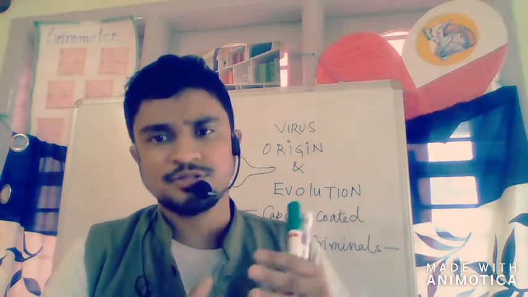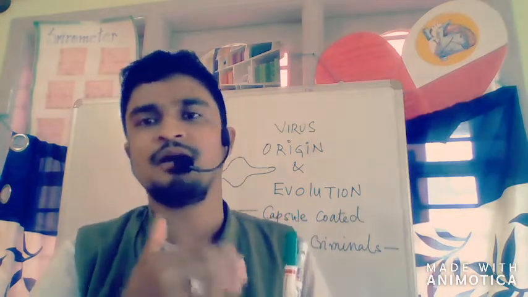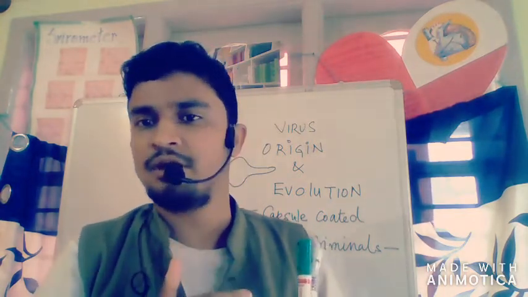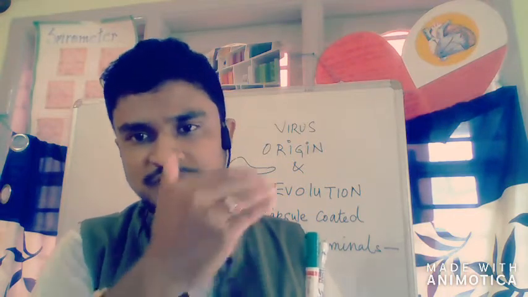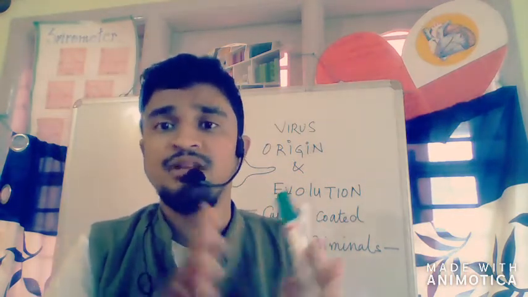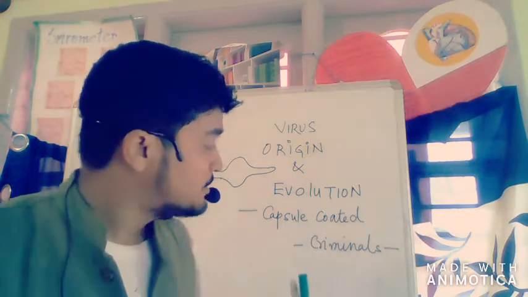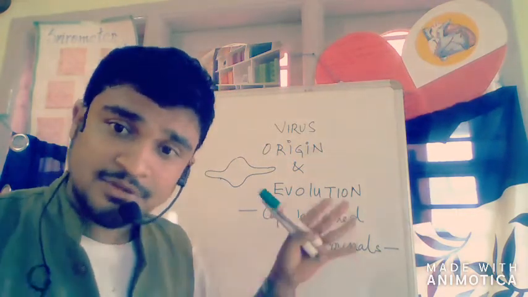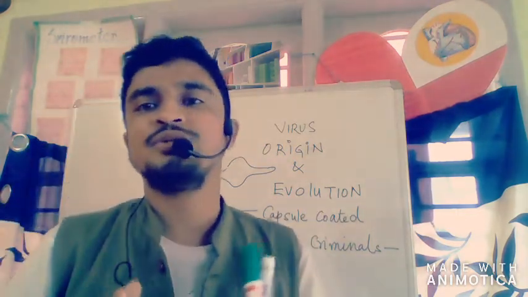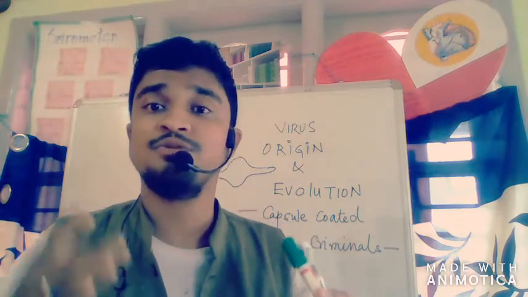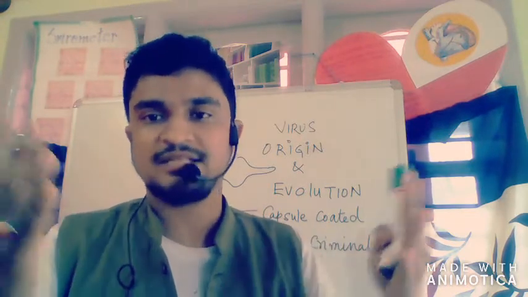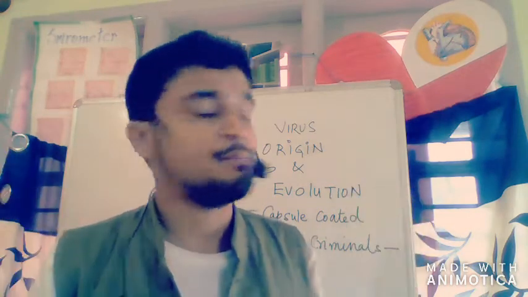But there are so many variations, because it could be an RNA virus, single or double stranded. In a DNA virus there could also be single and double stranded forms. There are many variations in viral structure. Even calling it a capsule coated criminal is not always correct, because there are many viruses that are good, for example the icosahedral bacteriophages.